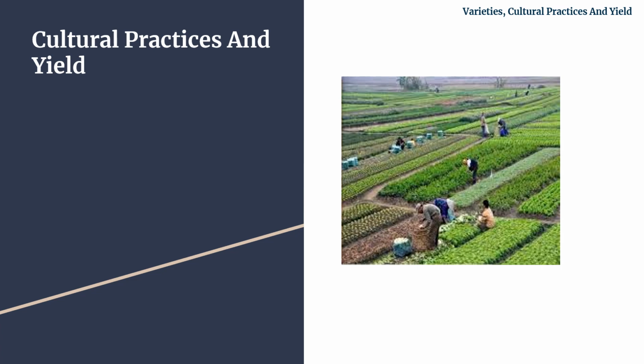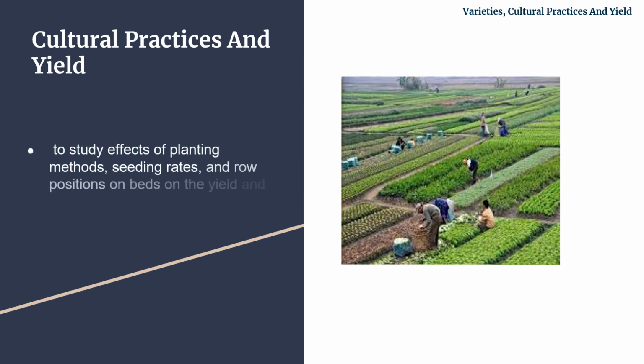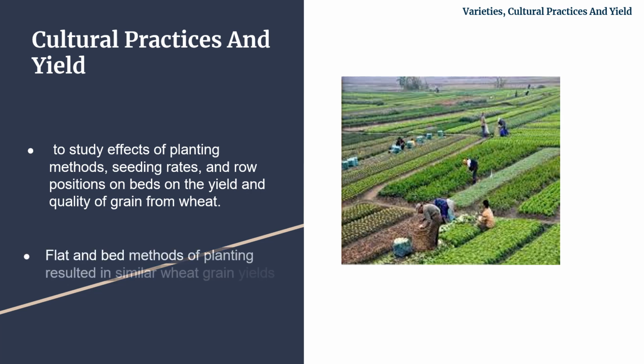Cultural practices and yield. To study the effects of planting methods, seeding rates and row positions on bed on the yield and quality of grain from wheat. Flat and bed methods of planting resulted in similar grain weights, yield and grain volume weights.